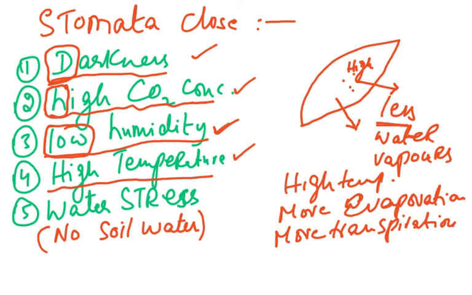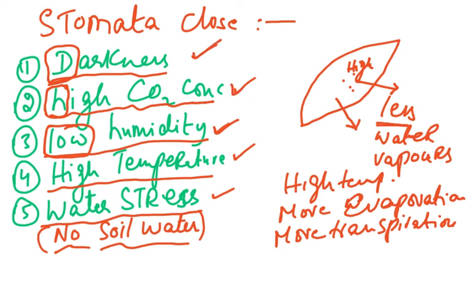And the fifth and the most important point is water stress. You see, the plant only gets water from the soil through the roots. But if there is no soil water, it is called water stress. If there hasn't been rain for a long time, the soil is really dry. Now the plant can wilt. So if there is water stress, stomata will close. So if there's no rain maybe for the last 10 days or 15 days and then suddenly there is water, the plant will recover. So stomata close in response to number 1, darkness.